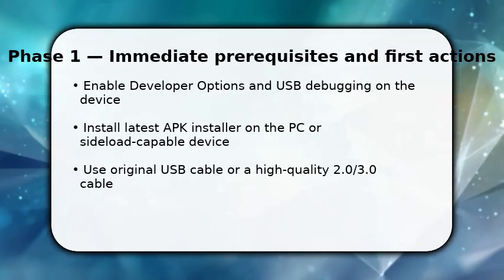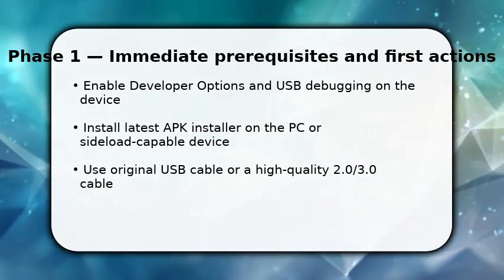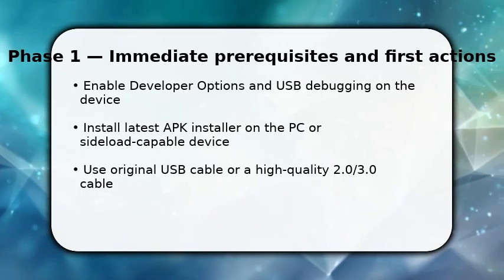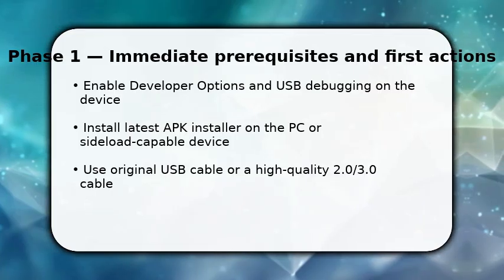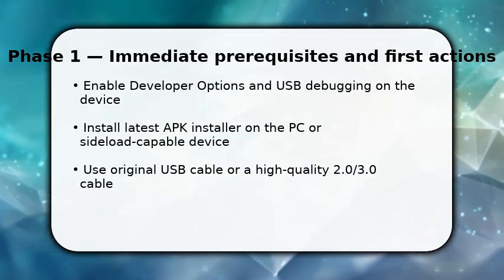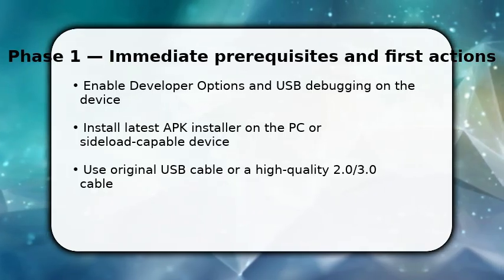You begin by confirming prerequisites. Make sure developer options and USB debugging are enabled on the device, and the APK installer is installed on your computer. Plug in the original or a certified 2.0/3.0 USB cable. Unstable cables cause detection failures.